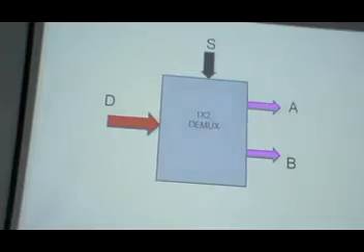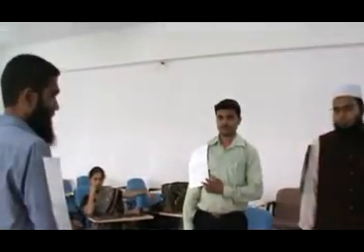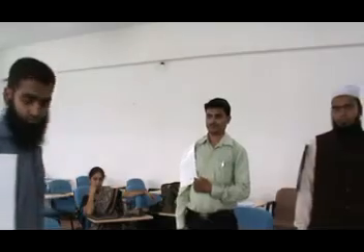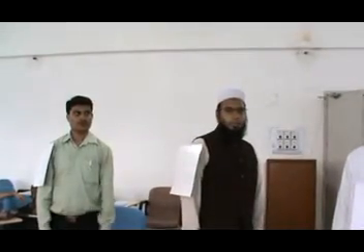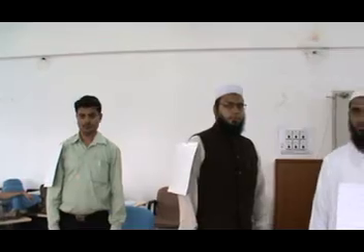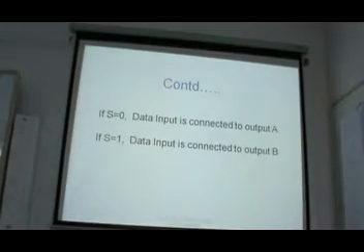Let's enact the operation of the demultiplexer, where now the person holding D, that is Mr. Jamil, will act as the input of the demultiplexer, and the select line will be enacted by the same person. A and B, which were acting as inputs in the multiplexer, will now act as outputs. In the PPT, you can observe that when S is equal to 0, data input is connected to output A, and when S is equal to 1, data input is connected to output B.